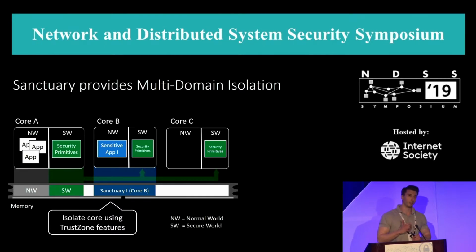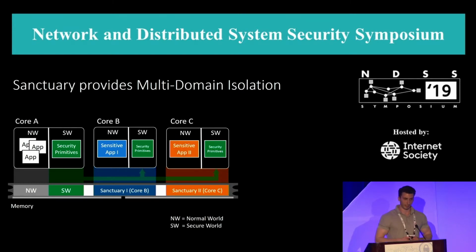Now, if we want to execute another sensitive app, we can either wait until the first sensitive app has finished its execution, or if another core is available, we can use the feature to isolate another core and run another sensitive app on this core. So what Sanctuary gives us with this setup is, like I said, an ecosystem of enclaves where we run the sensitive apps in user space. And we will isolate them strongly using hardware features.